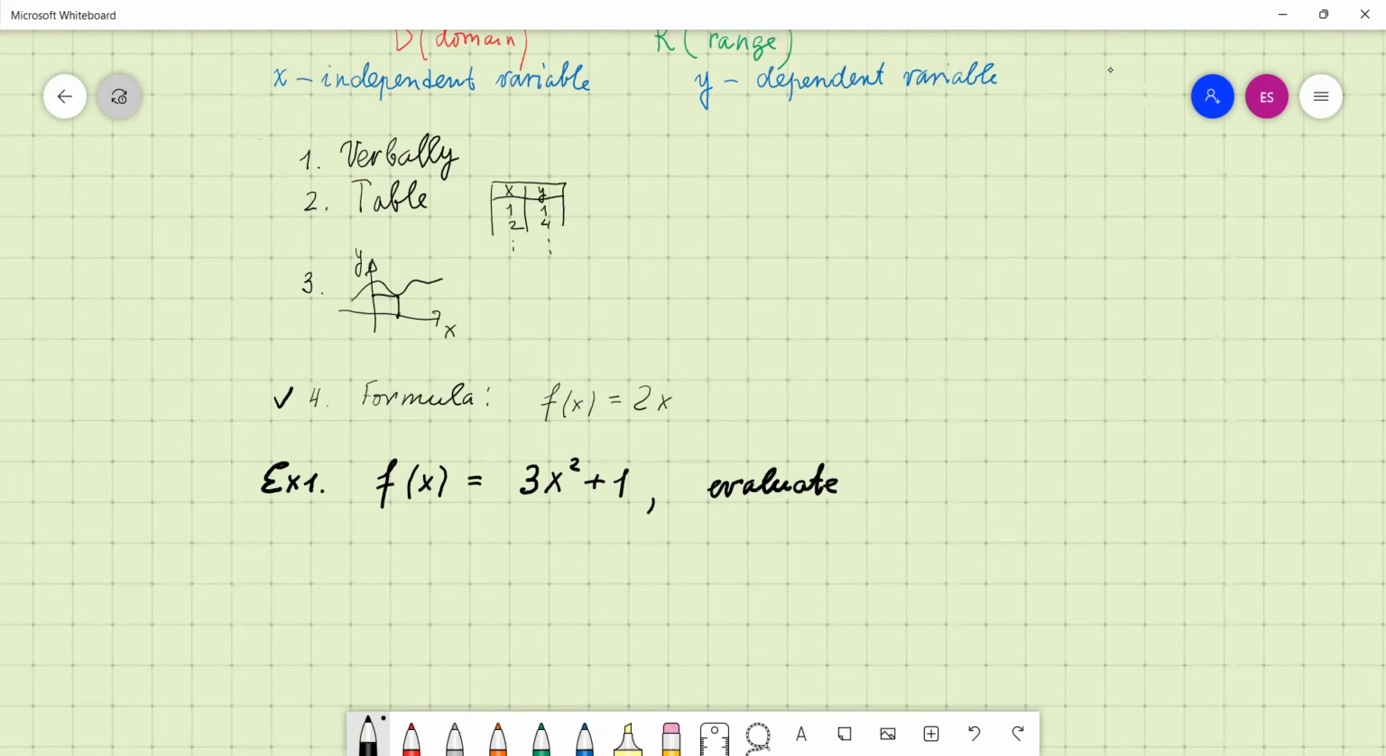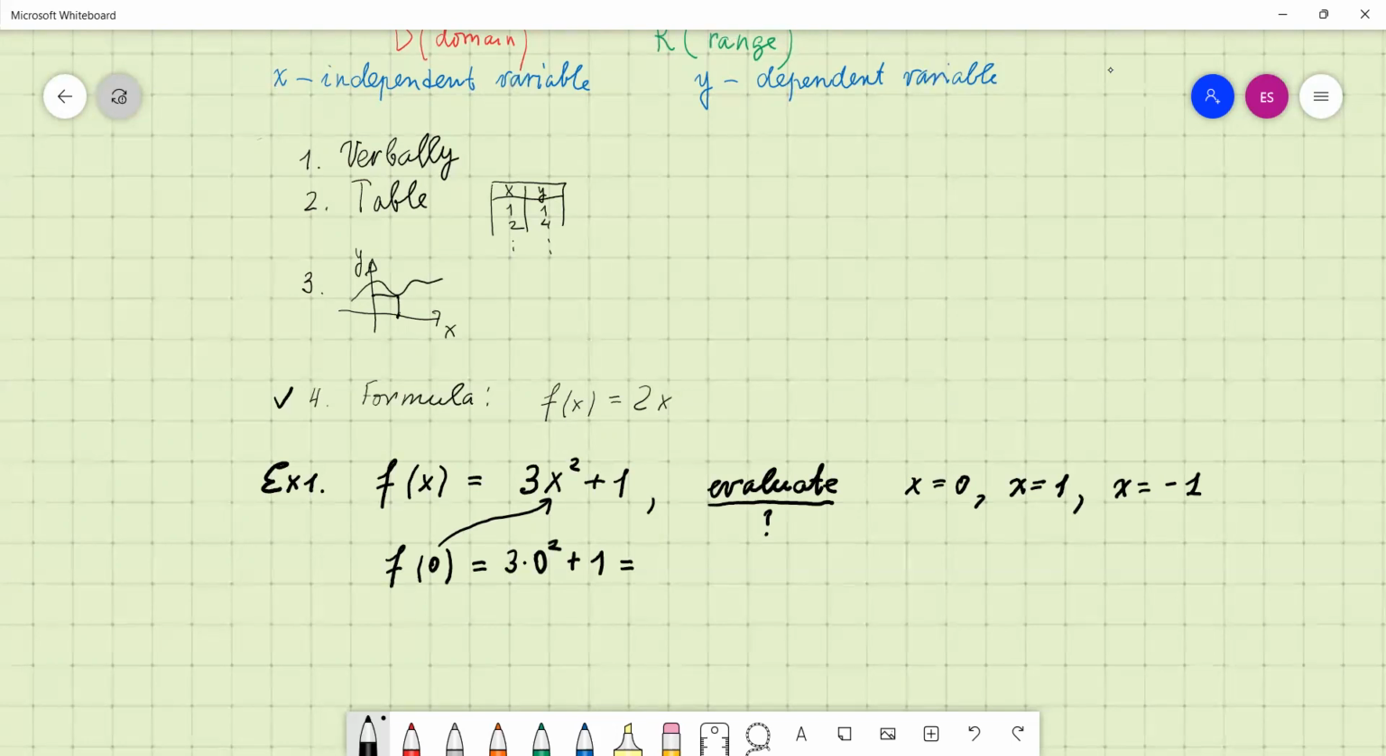Evaluate means to find the values of a function for x equals 0, x equals 1, and x equals -1. Well, try to evaluate. What do they mean by the word evaluate? It means that they want us to actually calculate what f of 0 is. You just take 0 and plug it in instead of x, and you're going to have 3 multiplied by 0 squared plus 1. Well, we know that 0 squared is still 0, 0 multiplied by 3 is still 0, so 0 plus 1 is equal to 1. We evaluated the function at 1.